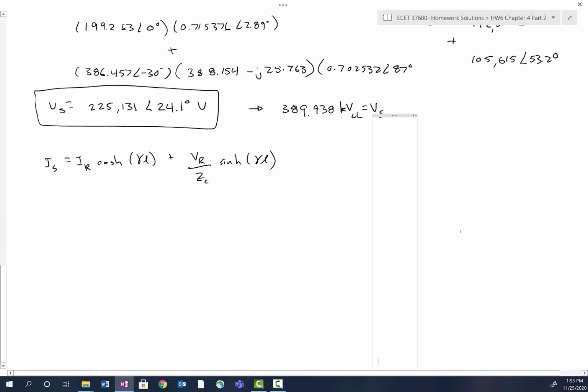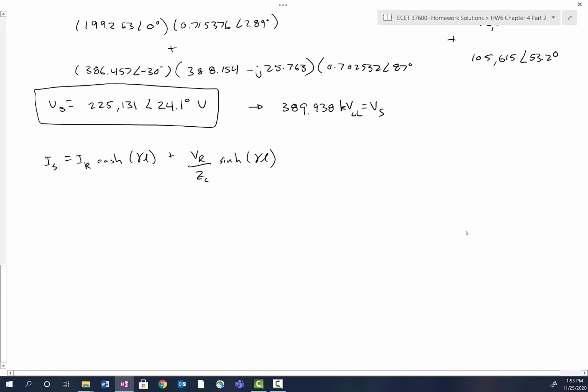Let's go ahead and plug and chug away to get this current calculation done. So all those numbers we already used in the last calculation, so we can just pick them back up. We get the sending end current is going to be IR, which was 386.457 angle negative 30. Now we need to multiply that by the cosh term, 0.715376 angle 2.89 degrees. And I want to add to that the receiving end voltage on a line to neutral basis, 199.2 e to the third angle 0.